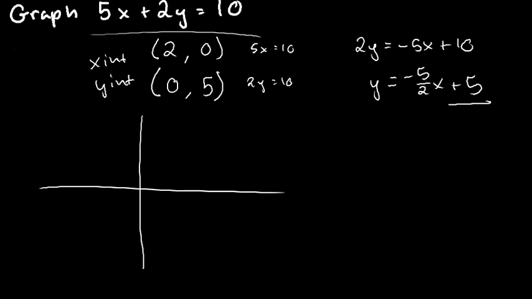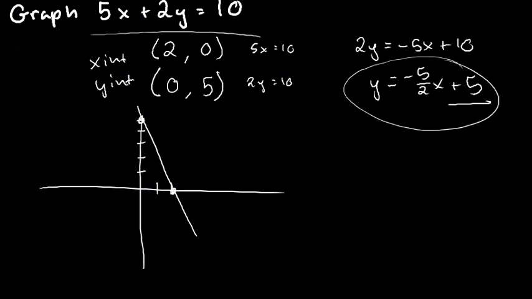So from there I get 2 points. 1, 2, 3, 4, 5. 2 points, and there we go. That's what it should look like. And if I look at it, that fits that graph as well.